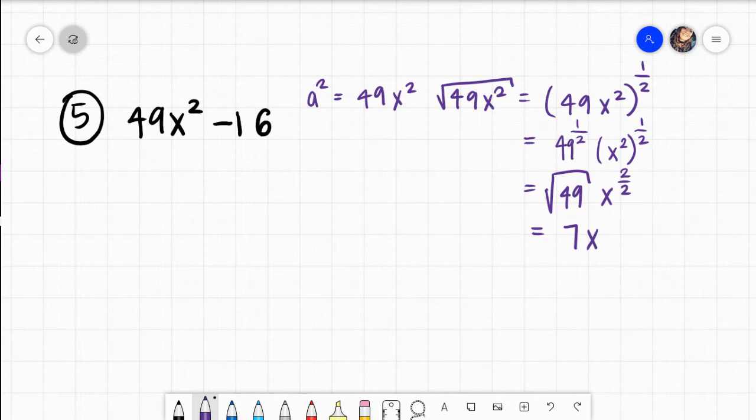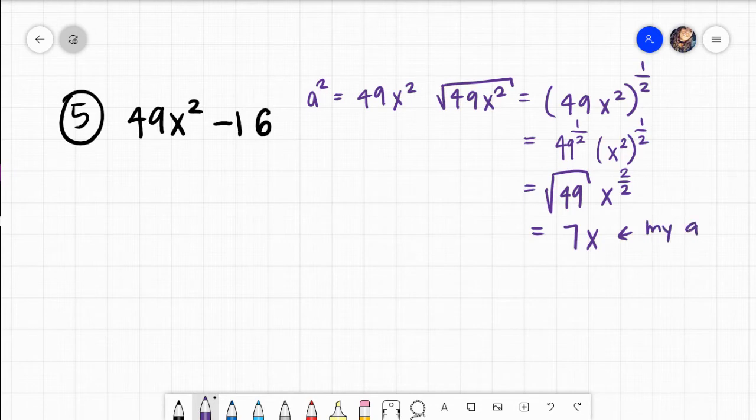Technically, what we did is we took the square root of 49 and we took the square root of x squared, okay? There's literally probably an astronomical amount of combinations that you could take to solve this and to just actually get to 7x. Okay, so that is my A, correct?